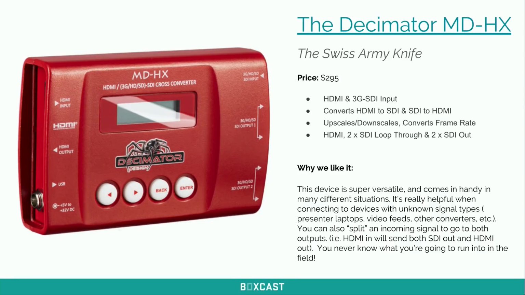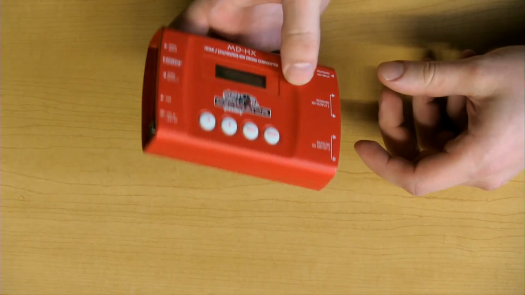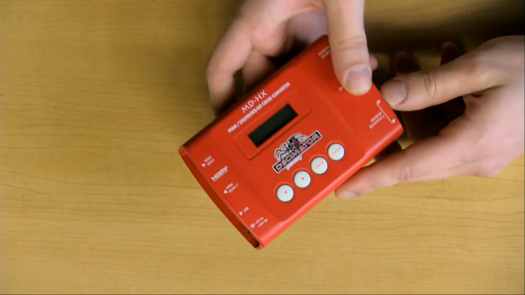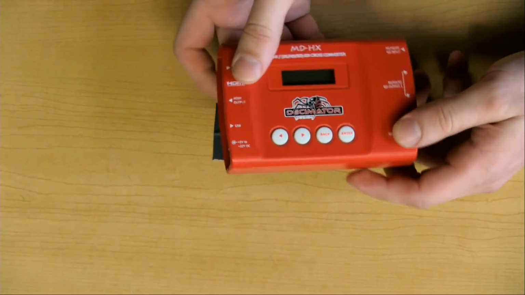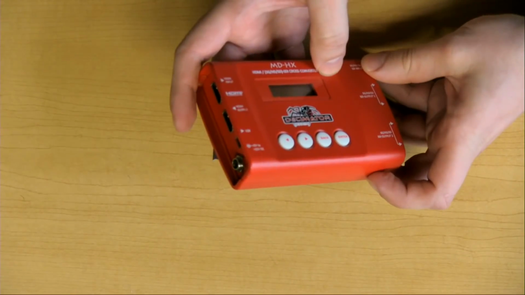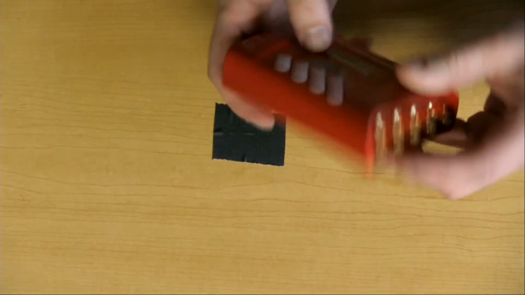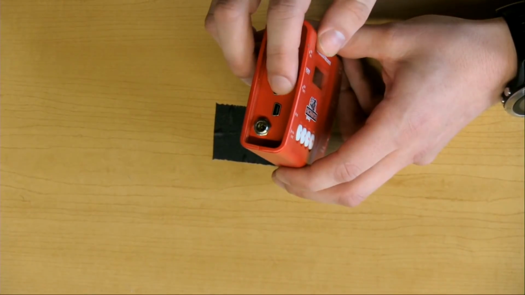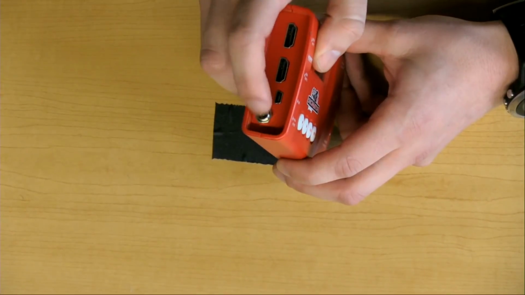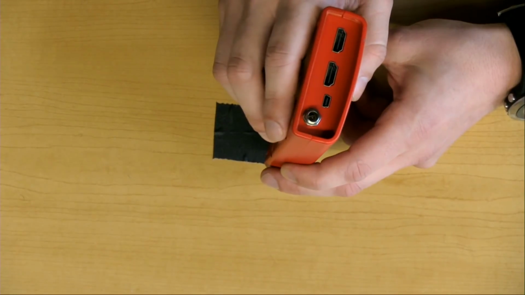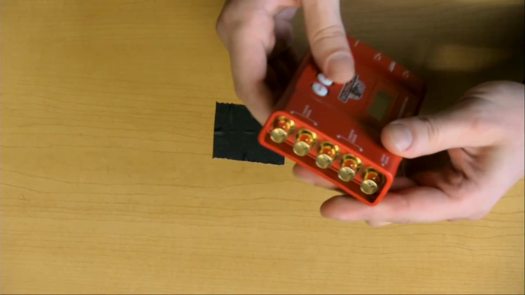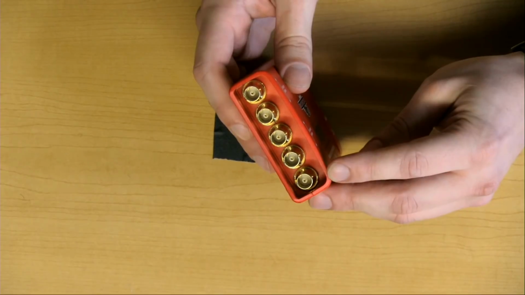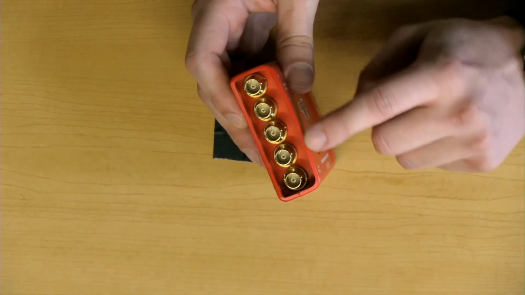I'll just show you here on the overhead cam. This is the Decimator. It's very bright red, very fun to use. And it's very simple. It almost looks like an old school Game Boy, actually. So you'll see on the side here, it has an HDMI input and an HDMI output. And then it has a nice little threaded, screw-in locking power supply right there. And then on the other side, it has an SDI input and two SDI outputs.